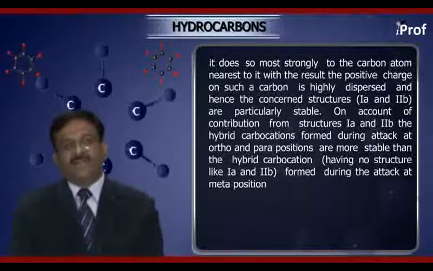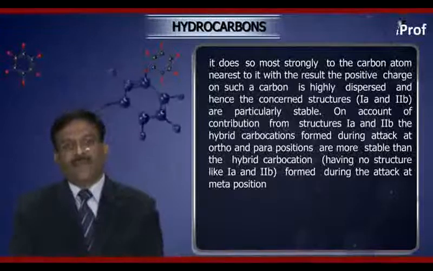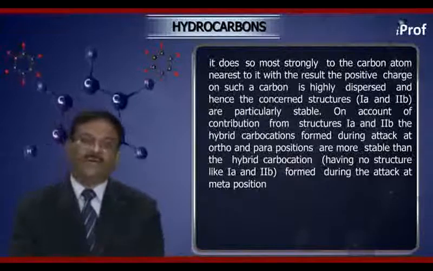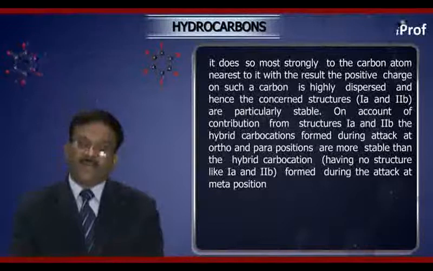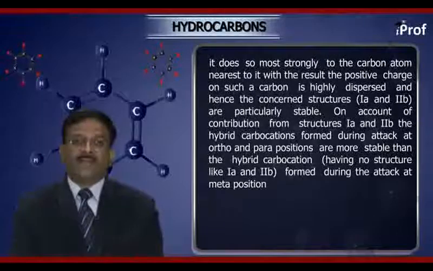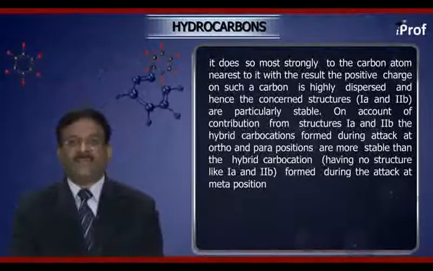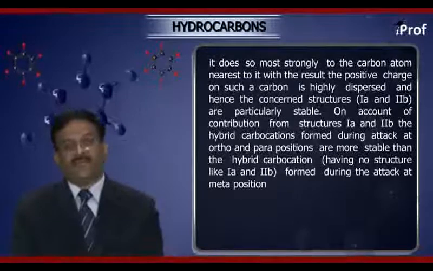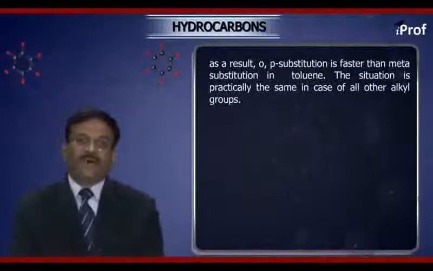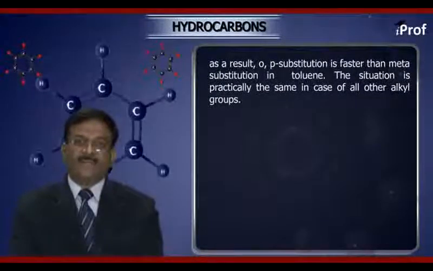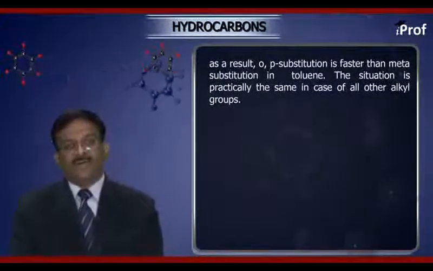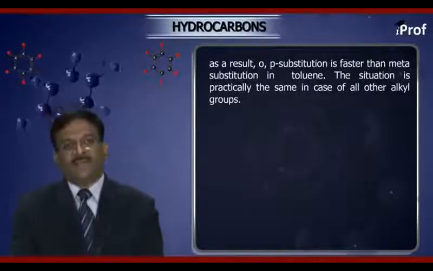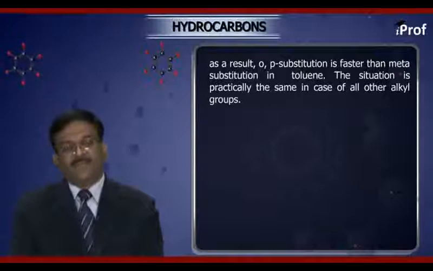On account of contribution from structures 1A and 2B, the hybrid carbocations formed during attack at ortho and para positions are more stable than the hybrid carbocations having no structures like 1A and 2B formed during the attack at meta positions. As a result, ortho-para substitution is faster than meta substitution in toluene. The situation is the same in the case of all other alkyl groups.